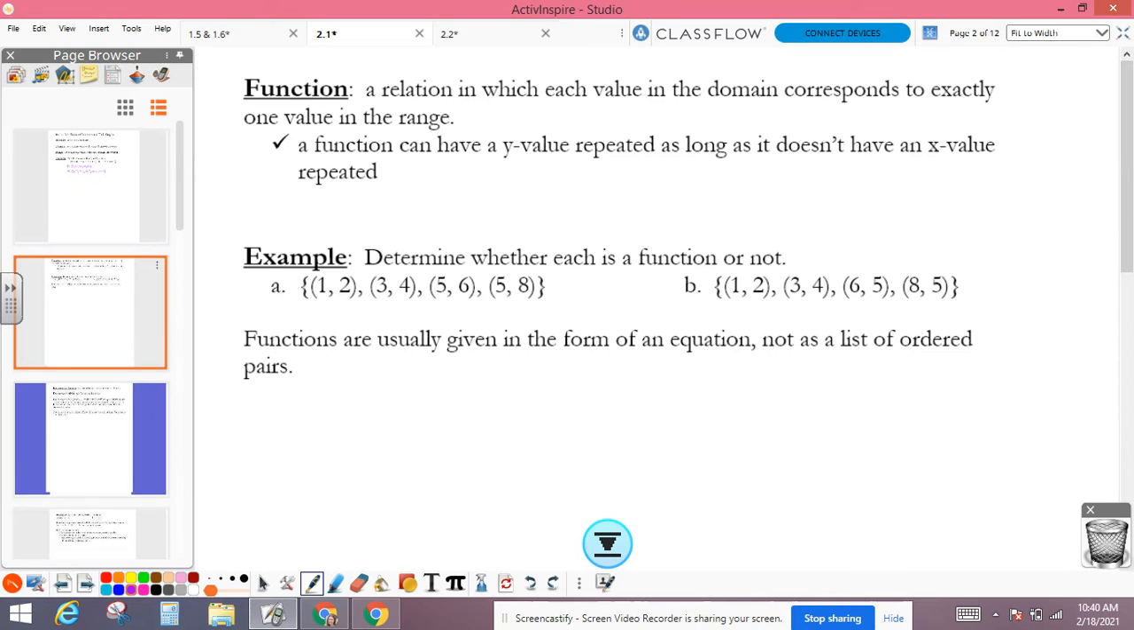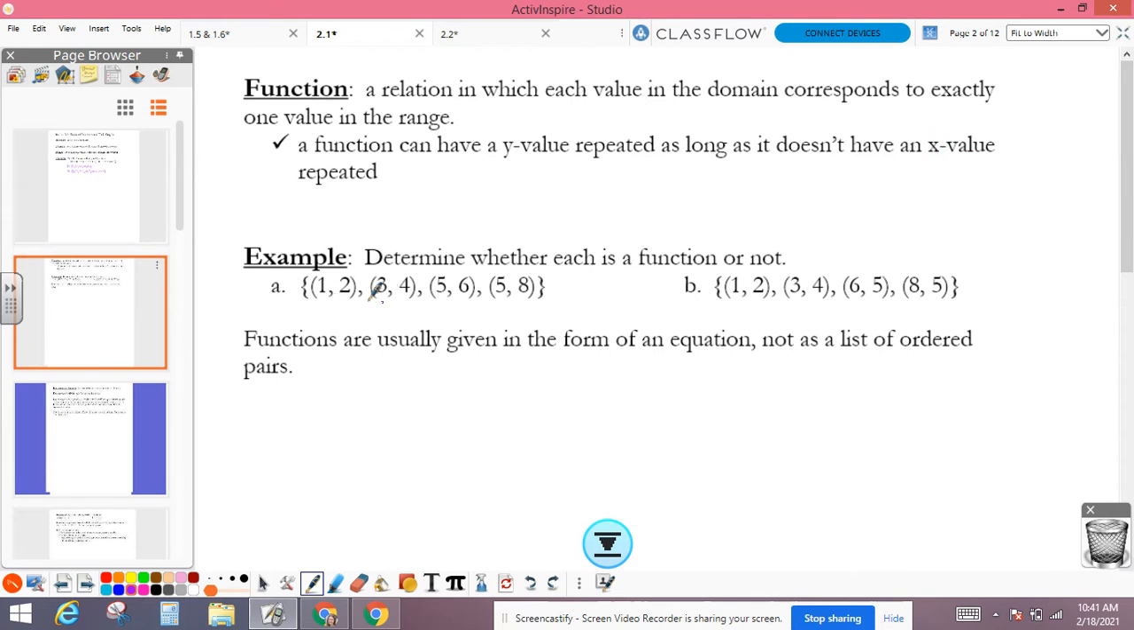Okay, so a function is a special kind of relation where every value in the domain corresponds to one value in the range. So it can only have one output for each input. So basically, you can repeat y values, but you cannot repeat x values.